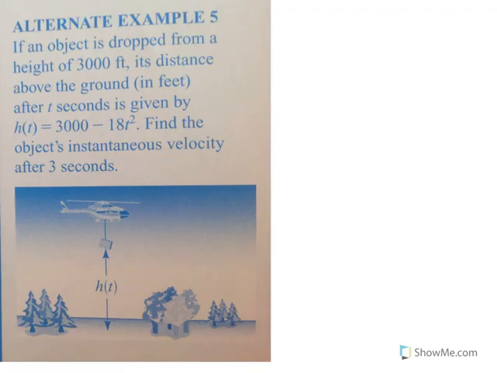So here's an example illustrating instantaneous rate of change. We have an object that's 3,000 feet above the ground, and we're given this equation. The height off the ground is 3,000 minus 18t squared, and we want to find the object's instantaneous velocity at t equals 3 seconds. So at 3 seconds, what's its velocity?